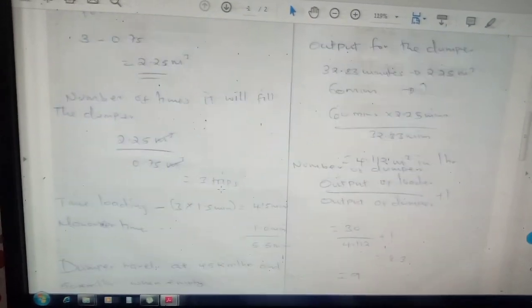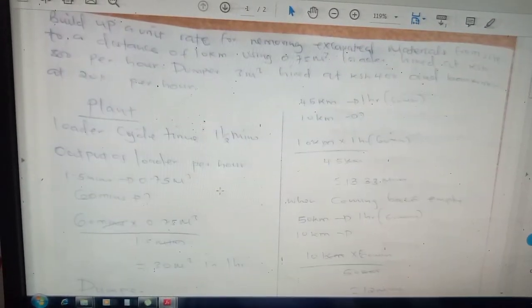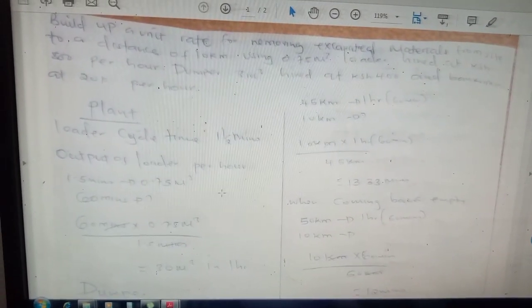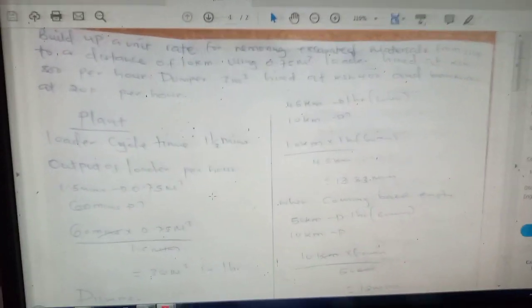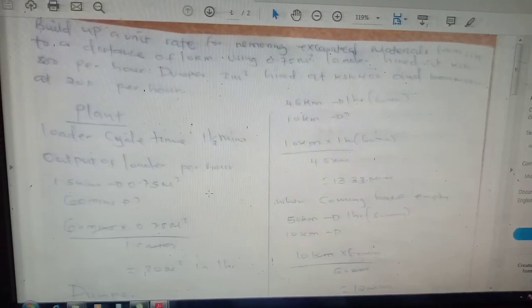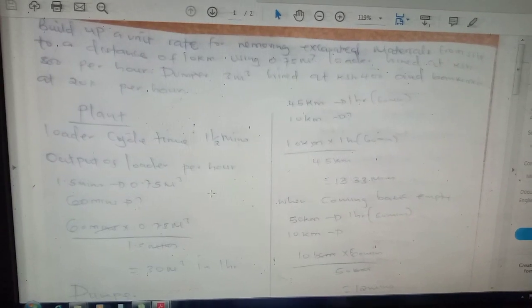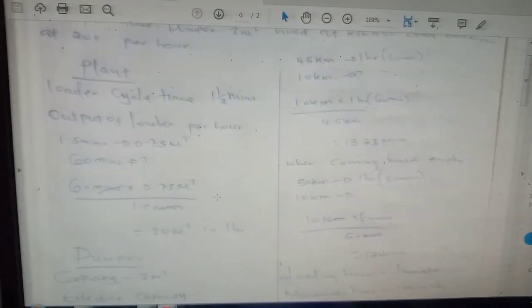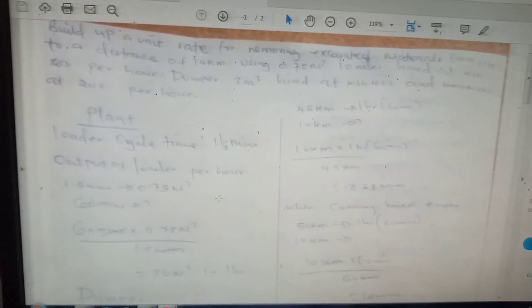So that is the procedure of calculating the unit rate for excavated materials when you are using a damper and a loader to ferry them away from the site.